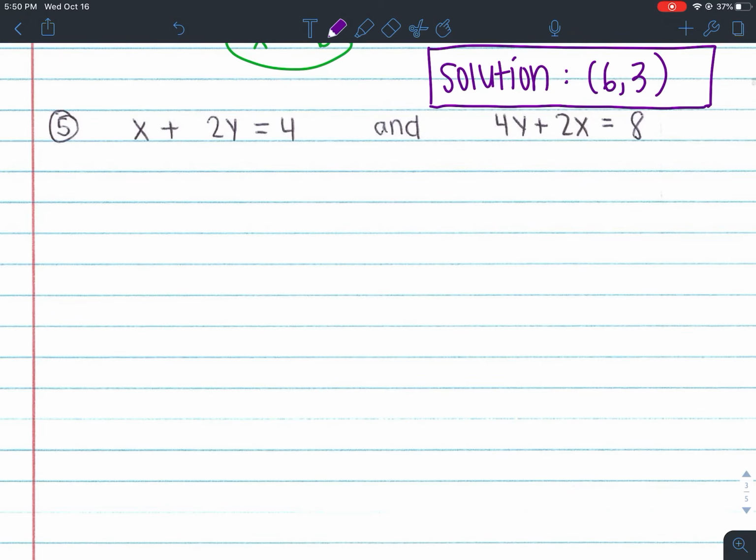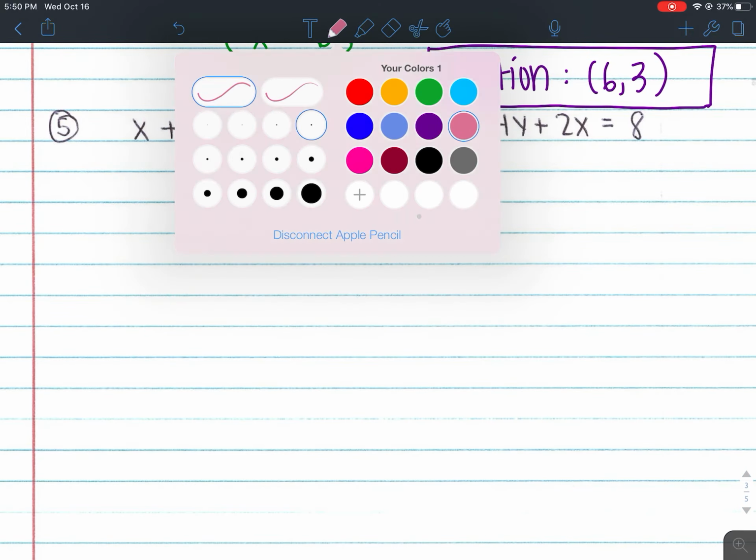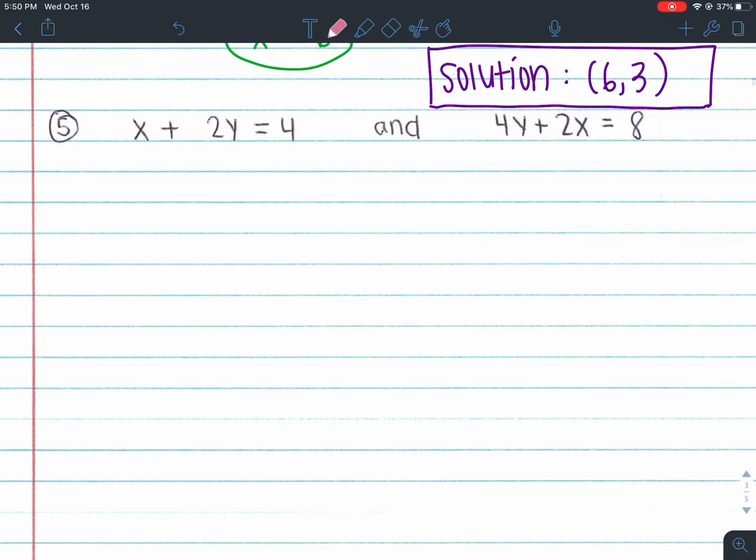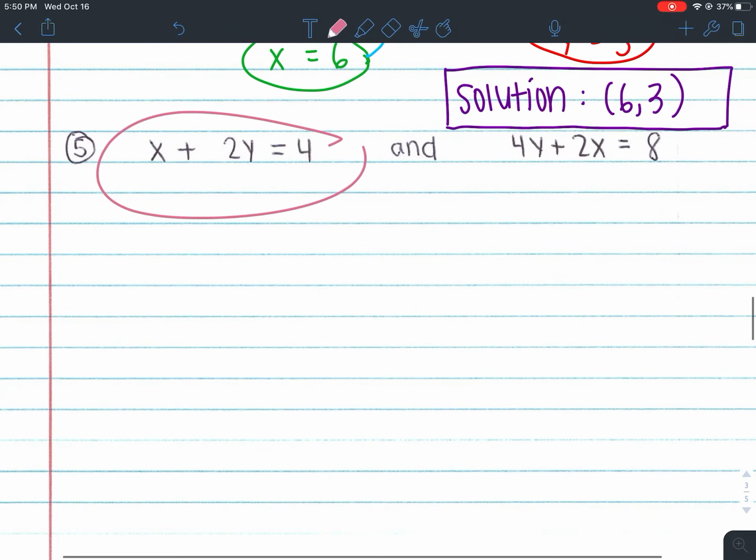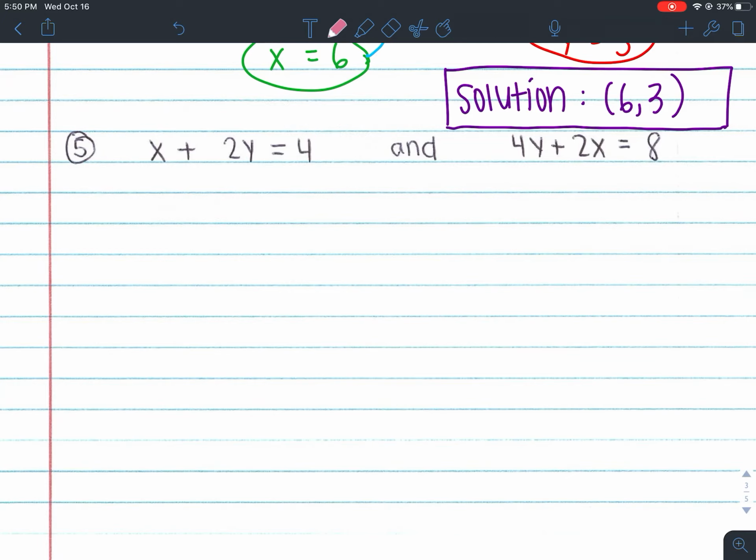All right, we have one problem left, and that is number 5. X plus 2y equals 4, and 4y plus 2x equals 8. So again, you want to always look for the one where you can get the variable by itself the quickest, which is going to be the one on our left here, because x is already by itself over here. So I'm going to subtract 2y on both sides to get the x actually by itself.